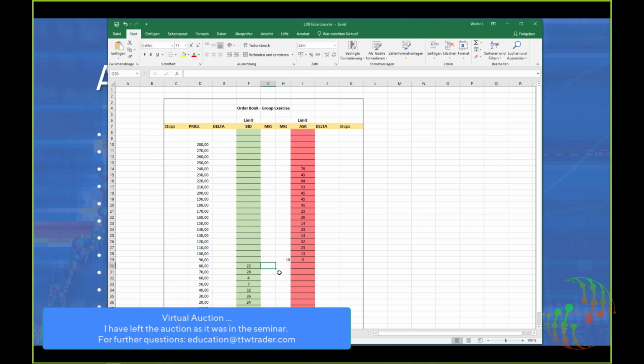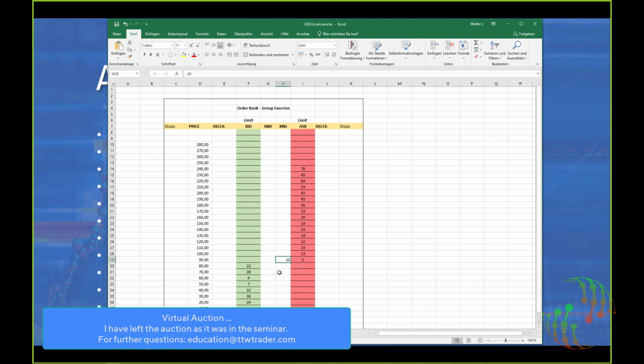Okay. Then the matching engine is auctioning back. That means we are at 80. So I'm willing to buy 22. Or who is willing to sell anything to me? The problem here, guys, is that no one can sell at the moment because no one bought.